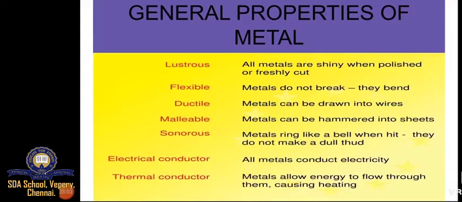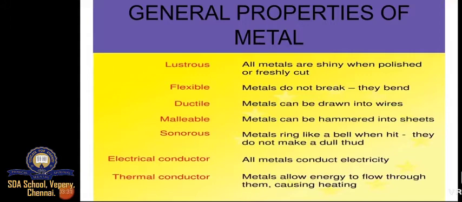Next, electrical conductor. All metals can conduct electricity. Yes, so electricity passes easily through them. So we cannot use metals near electric circuits. Thermal conductor. Thermal is nothing but heat. So all metals can conduct heat. That's why we use metal vessels for the process of cooking.